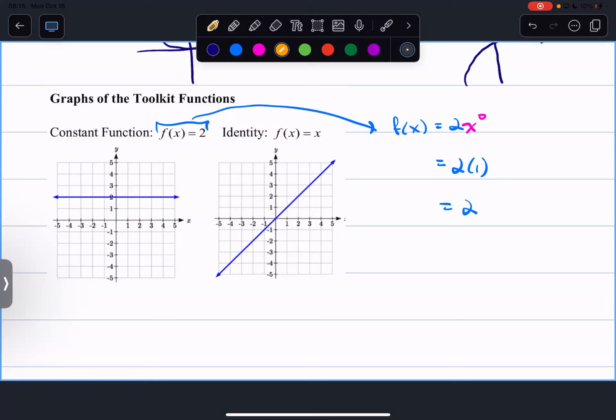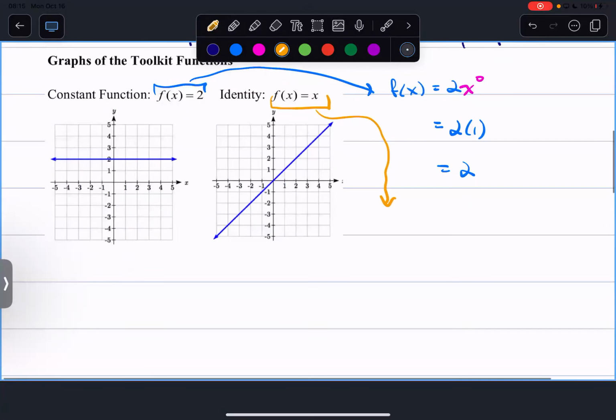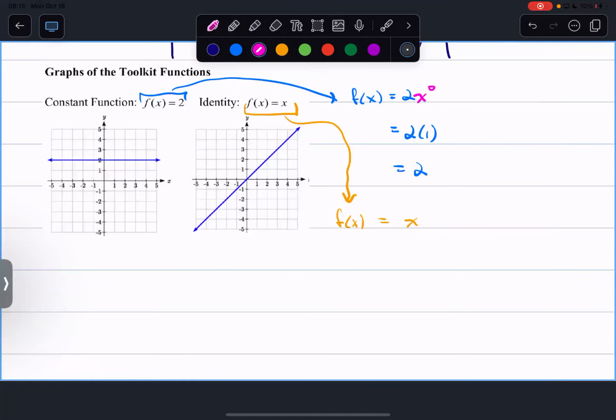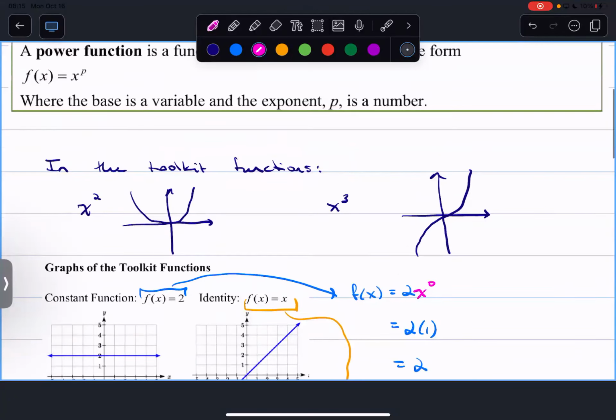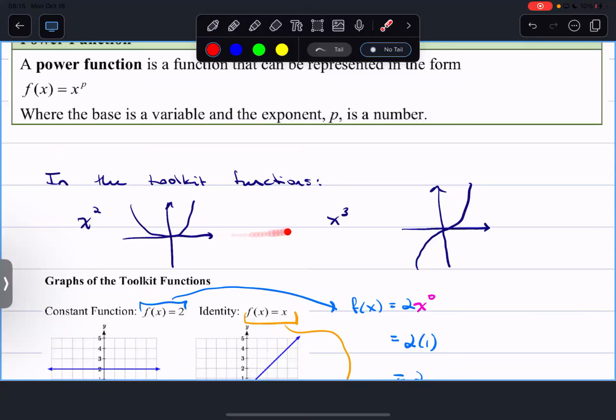Same thing here. What about f of x is equal to x? Well, probably x to the power of 1, yeah? Usually we don't write the power of 1, but it's still a power, it's just 1. And so all these very basic functions are still power functions, but we're more interested in these higher powers, right? Higher powers.